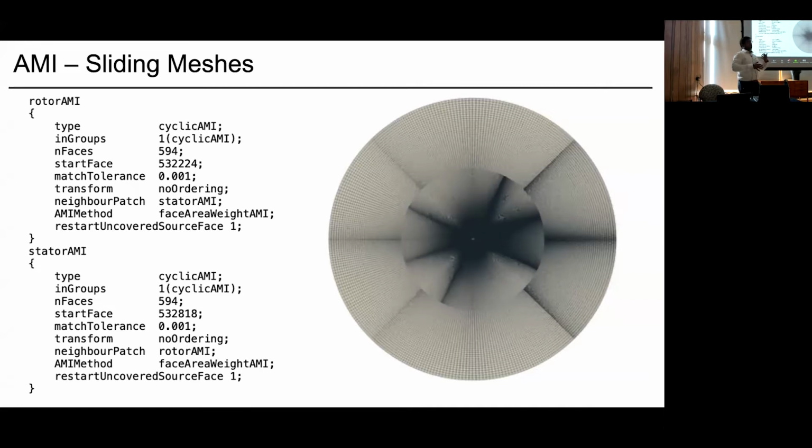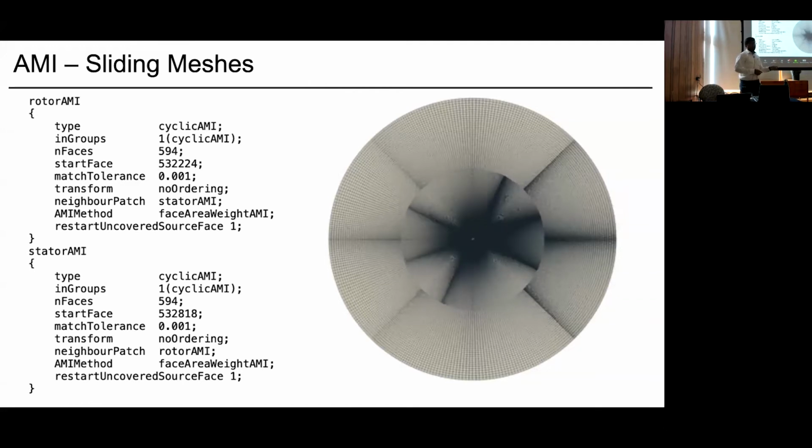So in this case also you have to merge a rotor case within the stator, and here the rotor part is the master and the stator part is the slave, or you can define it either way. Based on that, you can use this AMI method. Here, we have used the face area weight method. There are many others available in OpenFOAM if you can check.